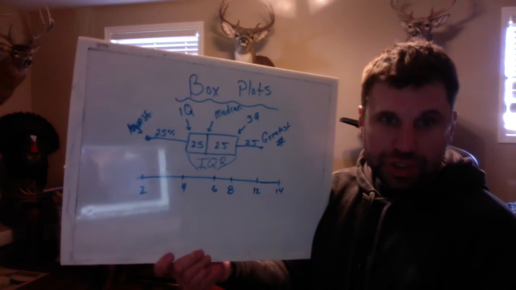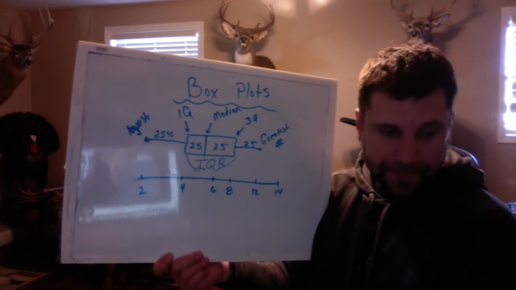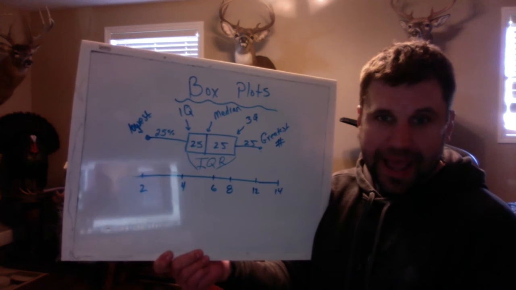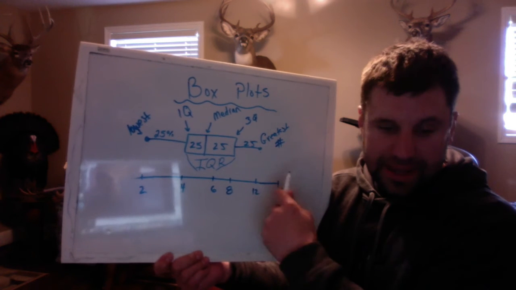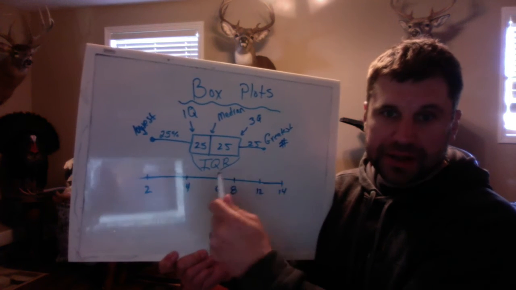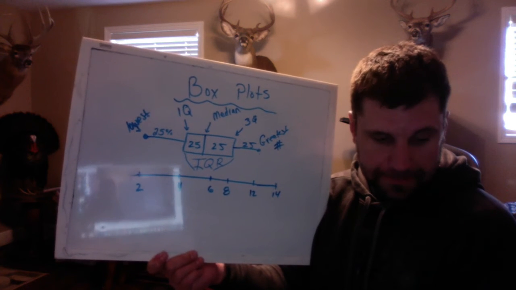Again, 2 is the lowest number. 4 is the first quartile. 5 is the median. 8 is the third quartile. 12 is the greatest number. Your IQR is 8 minus 4, and your range is 12 minus 2, which is 10.